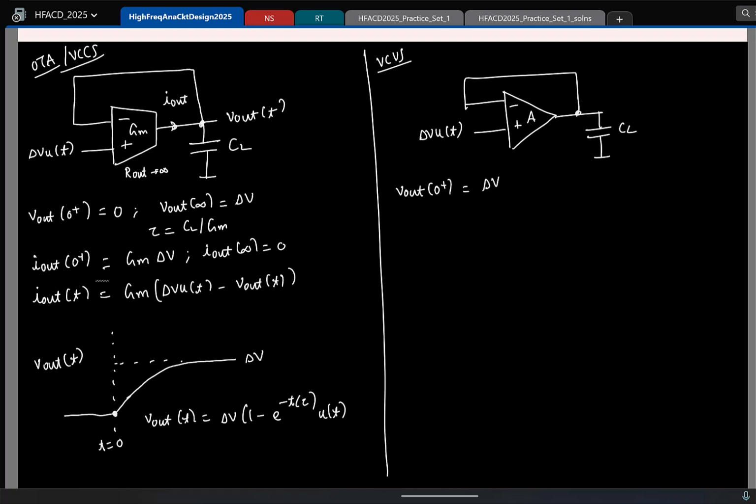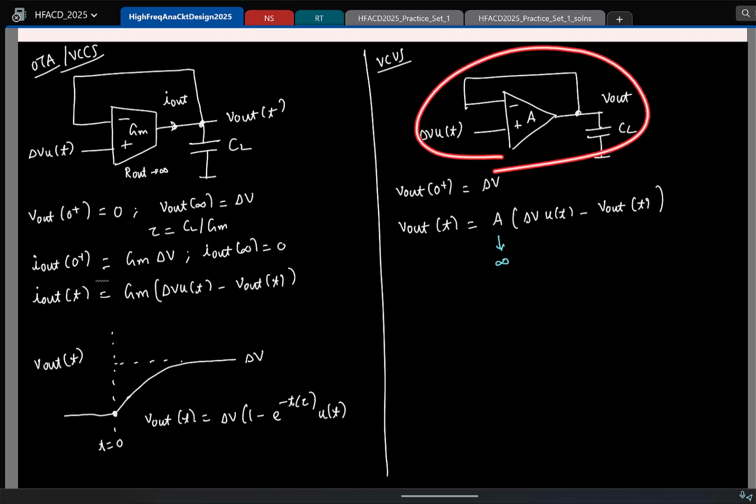If this is not clear, you do it this way. Let us say this has a gain of A. This is V out of t. Can you tell me what is V out of t in terms of the inputs? Output is the gain A times the non-inverting terminal delta V u of t minus the inverting terminal, which is V out of t. Now this was an ideal op amp, so A tends to infinity. I know that this entire thing is negative feedback, so I can be sure that V out is finite.